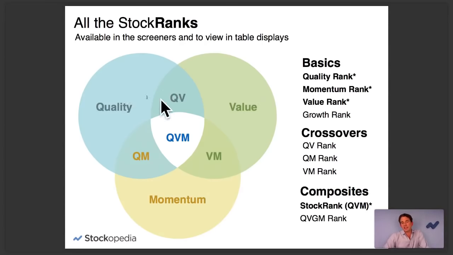But in between each of these basic rankings, quality, value, and momentum, we have these other rankings. This one we call the QV rank, or the quality and value rank. And there's a quality and momentum rank and a VM rank, value momentum. And there is a QVGM rank for those that really, really want it. And I'll show you how to screen the market based on these ideas a little bit later and show you where they are on the site.